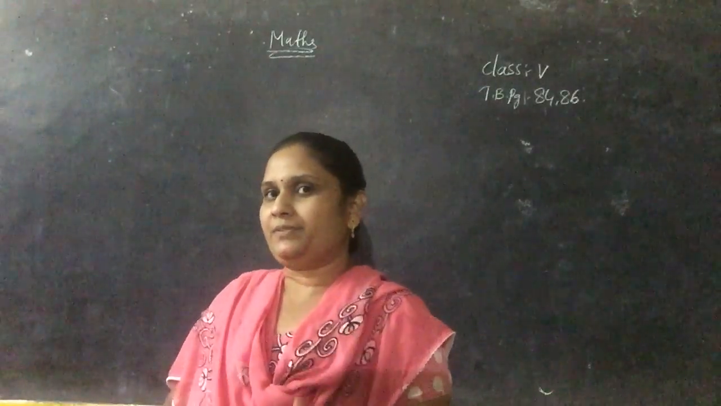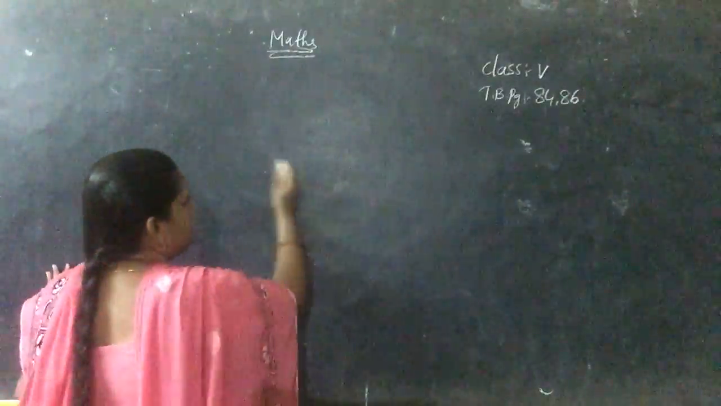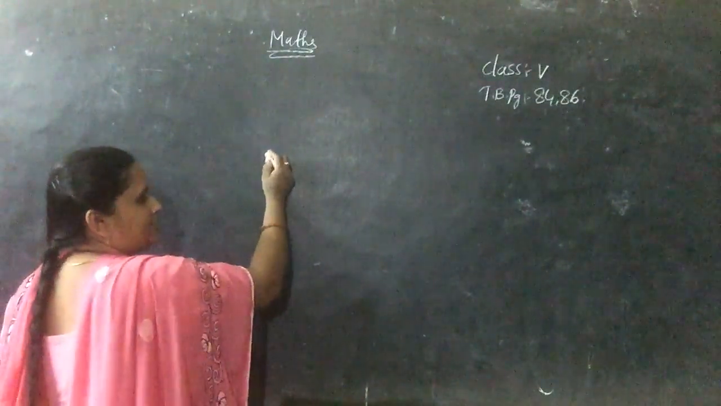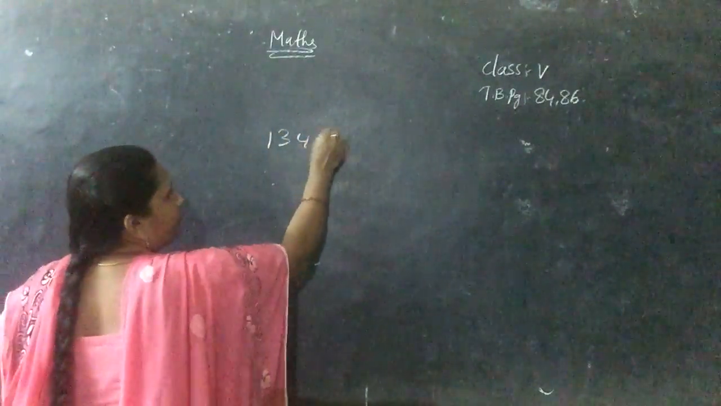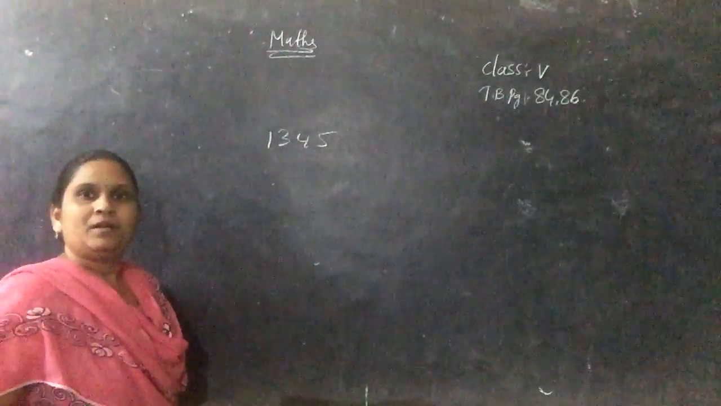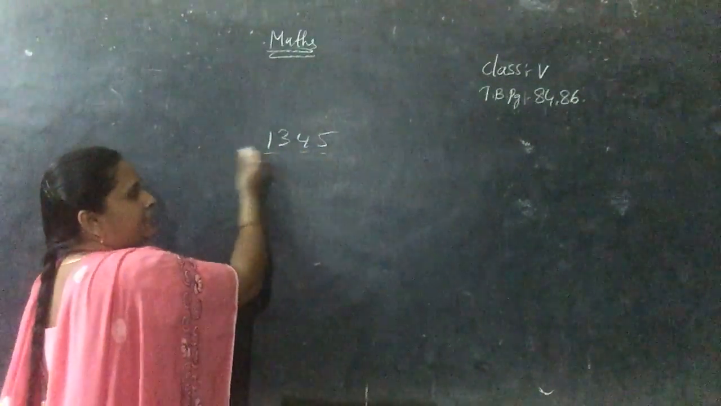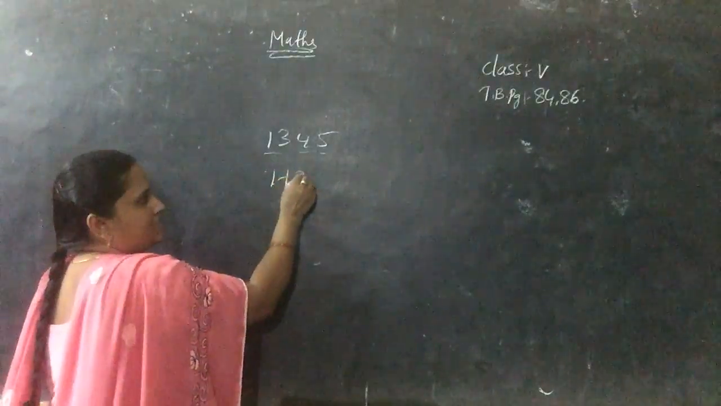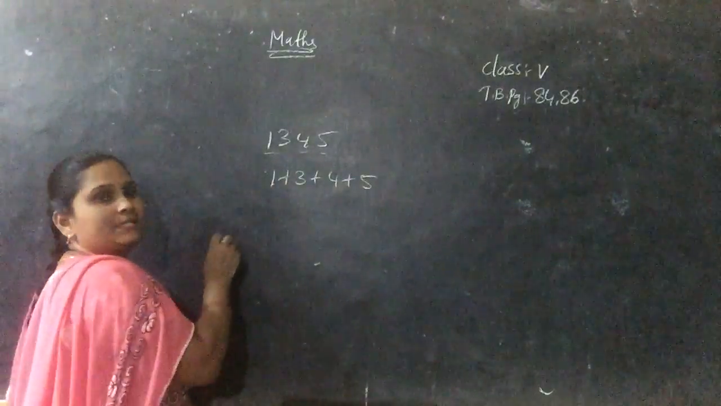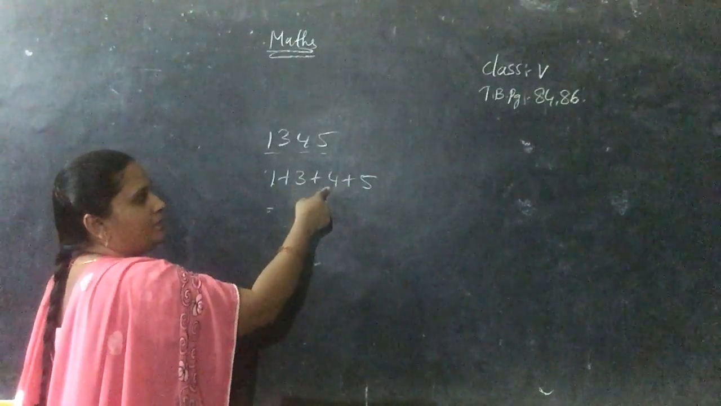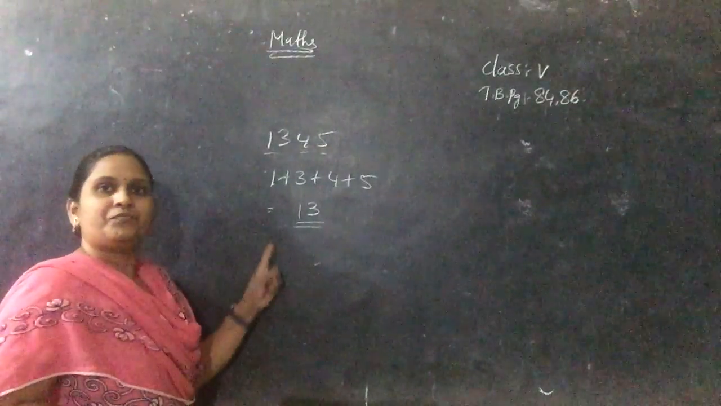For the divisibility test by 3 and 9, both are equal. What that means? First we have to add all the digits of the given number. For example 1, 3, 4, 5. Whether this number is divisible by 3 or not, that we have to check. So for that we have to add the digits of the given number. It means 1 plus 3 plus 4 plus 5. Separately we have to add all the digits. So 1 plus 3 is equal to 4, 4 plus 4 is equal to 8, 8 plus 5 is equal to 13.